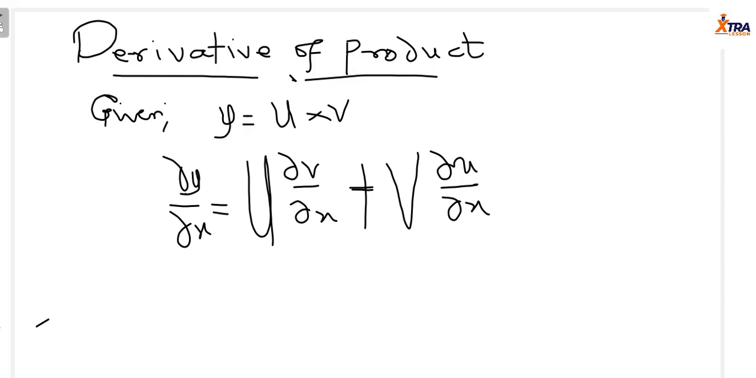So we pick u first, then you find the derivative of v over dx. Then when you pick v, you find the derivative of u over dx.